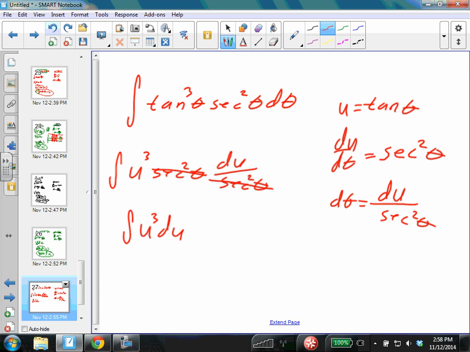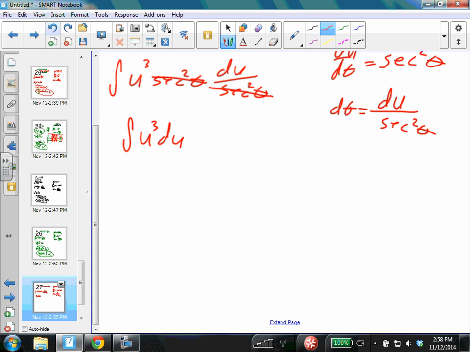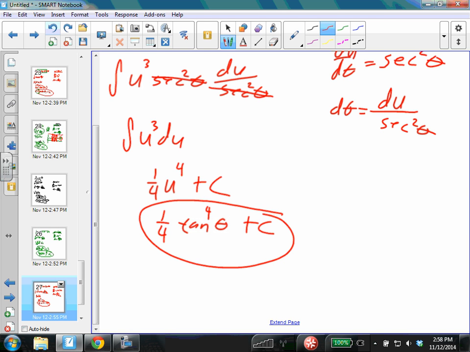It's either way. Yeah. Okay, so the antiderivative of this is going to be what? Yeah, 1/4 u to the fourth plus c. So this is 1/4 times tangent to the fourth plus c. So 1/4 tangent theta to the fourth plus c.